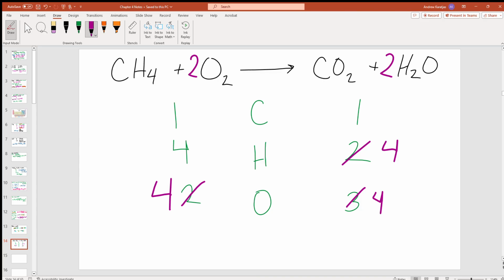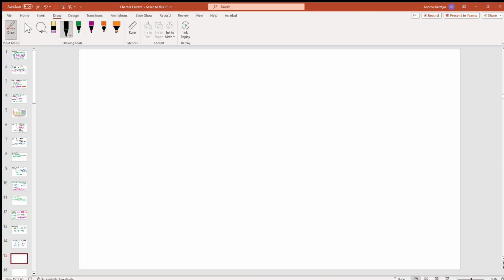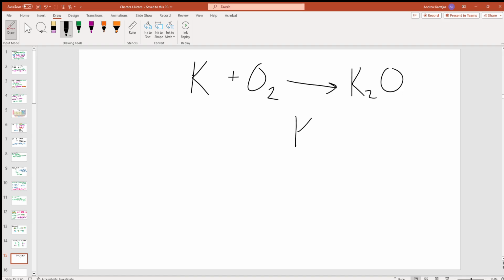All right, let's do another one. Potassium plus O2 gives us K2O. So to start, we have 1 potassium, 2 oxygens, 2 potassiums, 1 oxygen.